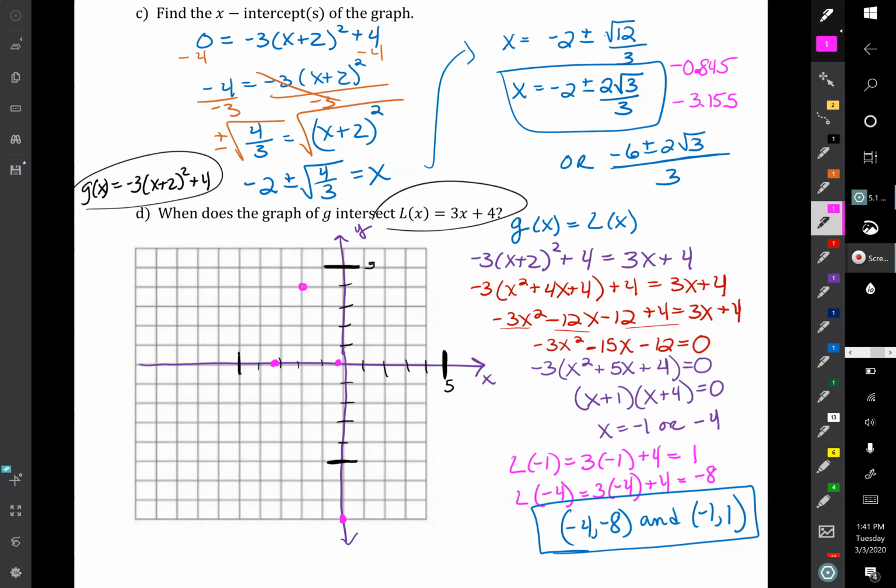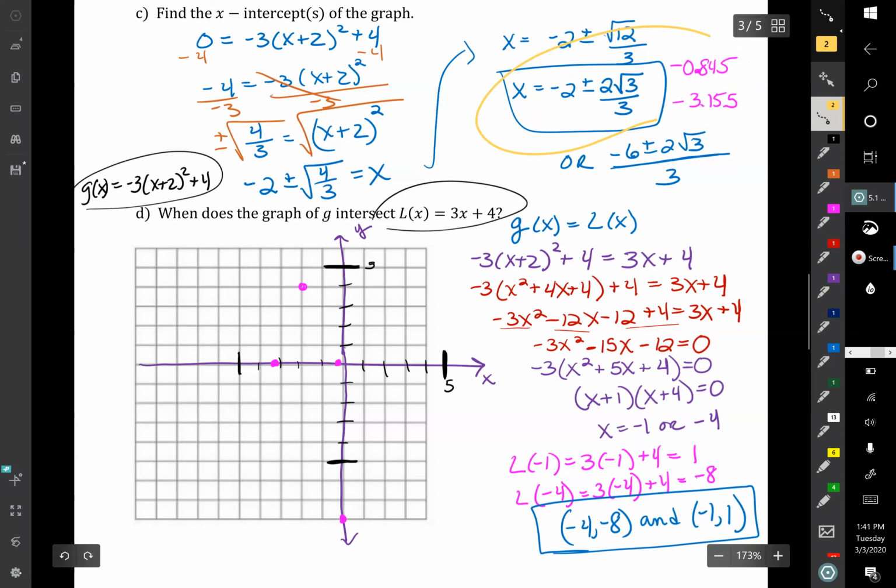Okay, so before I started plotting dots, I wanted to figure out what these x-intercepts were as decimals. So I just crunched the numbers in my calculator and I got negative 0.845 and plotted this dot here. And then I got negative 3.155 for the other one. So I also plotted my vertex that I found earlier and my y-intercept that I found earlier. So then I'm going to just connect those. That's kind of a skinny one.